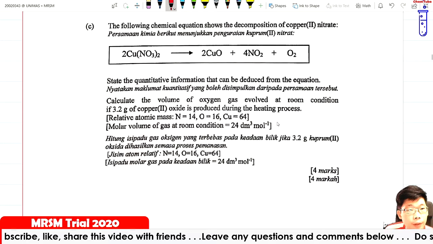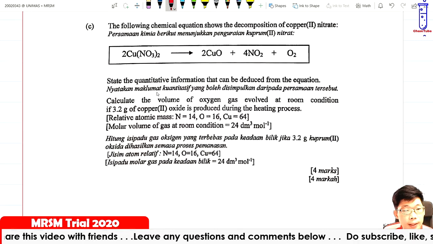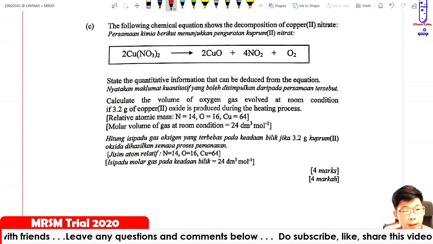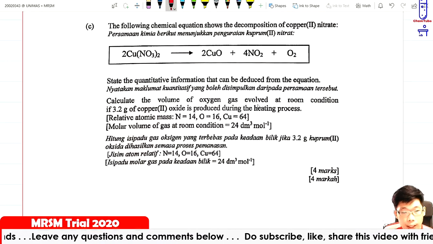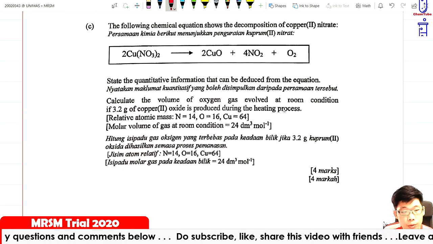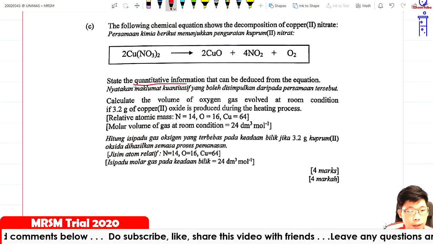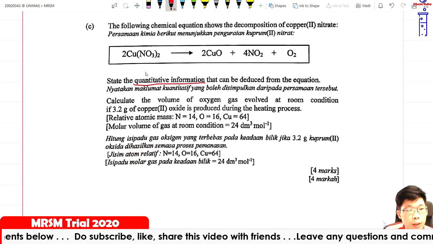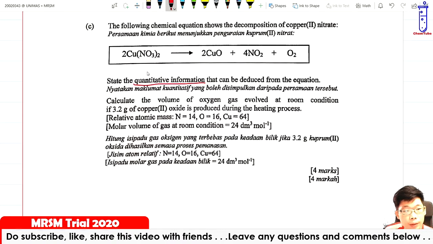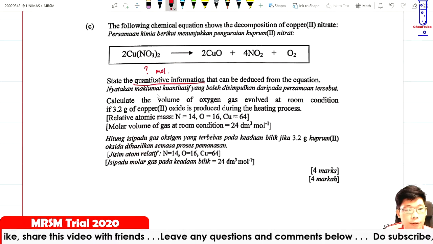Now C, following equation show the decomposition of copper 2 nitrate. State the quantitative information can be deduced from the equation, and then after that calculate the volume of oxygen gas, if 3.2 gram of copper 2 oxide is produced. So here quantitative information refers to the quantity. So normally we will mention about the number of mole. So there are 4 marks here.